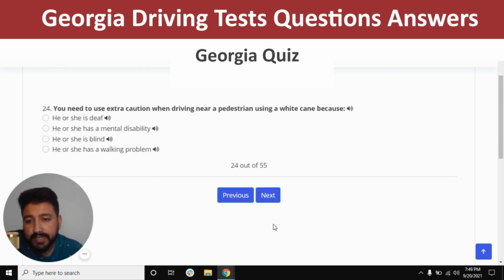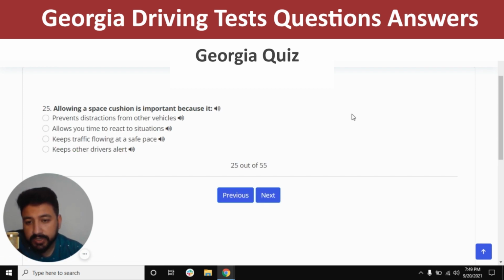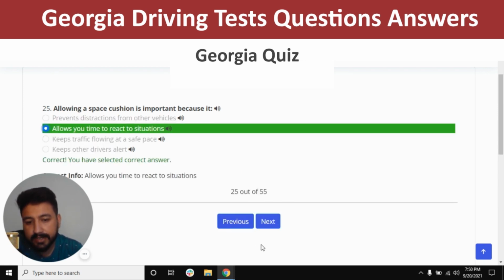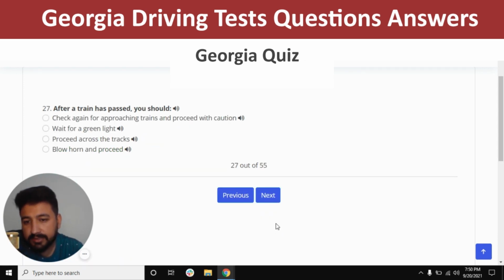And next. You need to use extra caution when driving near a pedestrian using a white cane because he or she is blind, which is the third one. Yes, and next. Allowing a space cushion is important because it allows you time to react to situations. So I'm going to click on the second option and next. To make a right turn at the corner, you must merge into the bicycle lane before turning, which is the third one.